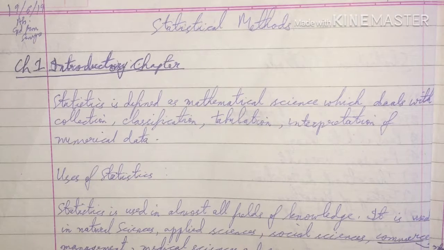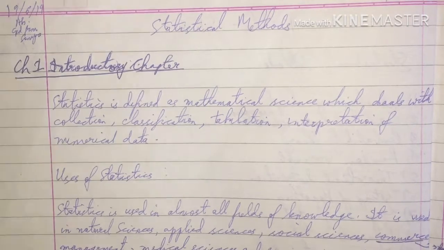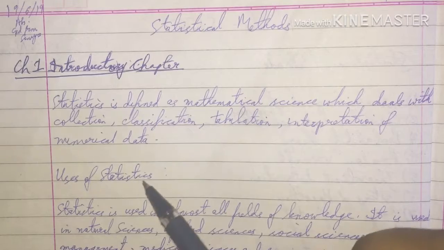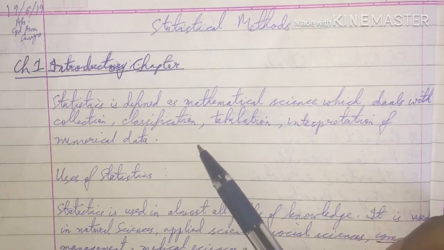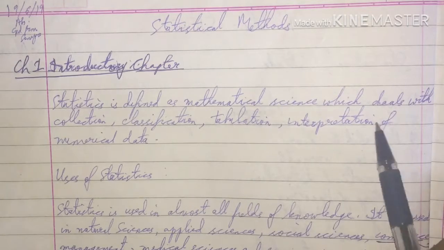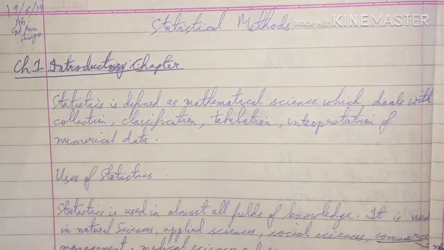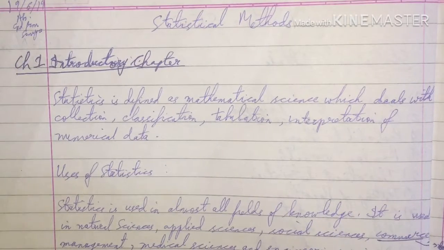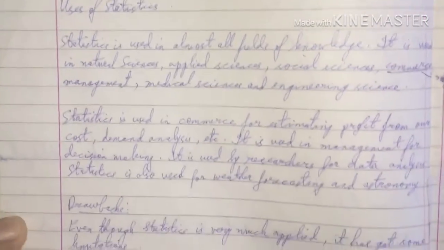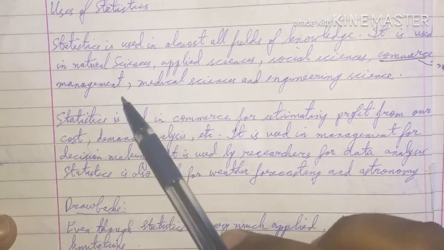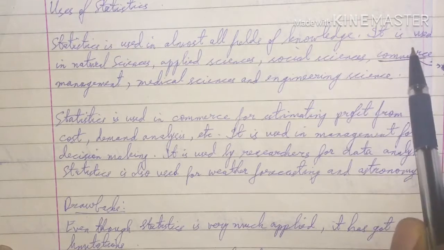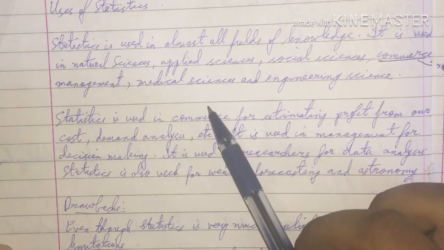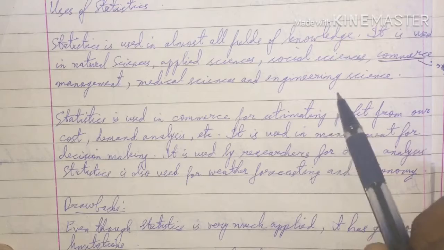Today I'll be doing Statistical Methods Introductory Chapter. Statistics is defined as mathematical science which deals with collection, classification, tabulation, interpretation of numerical data. Use of statistics. Statistics is used in almost all fields of knowledge. It is used in natural sciences, applied sciences, social sciences, commerce, management, medical sciences and engineering science.